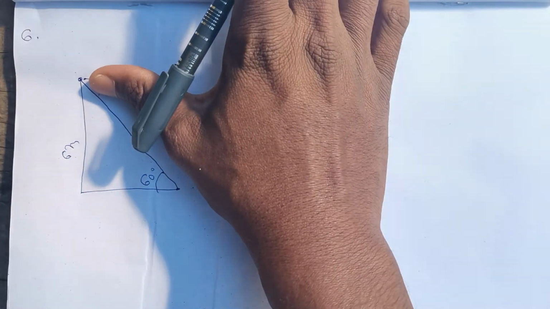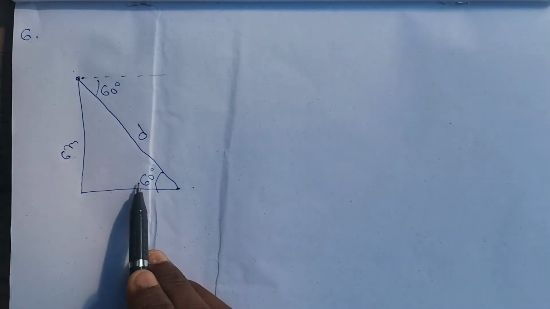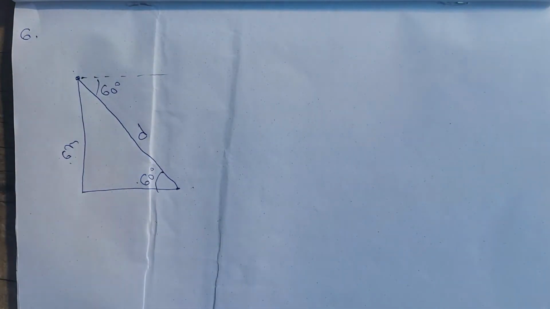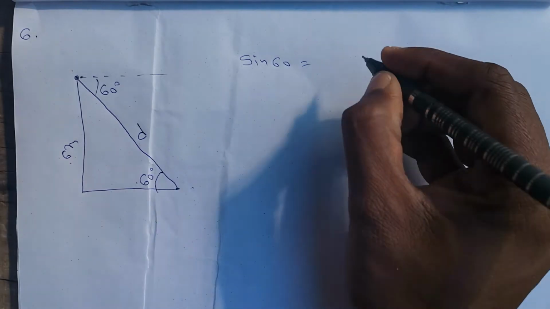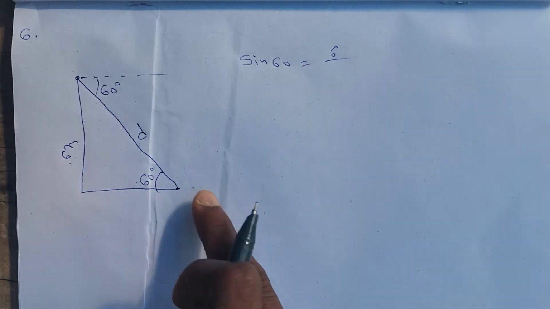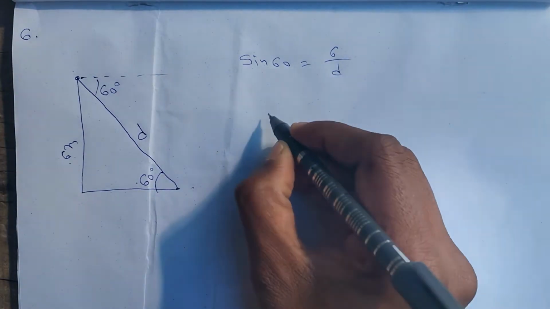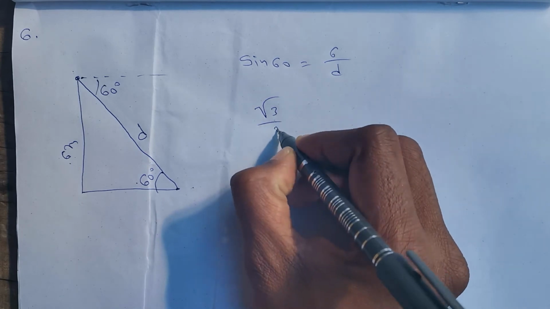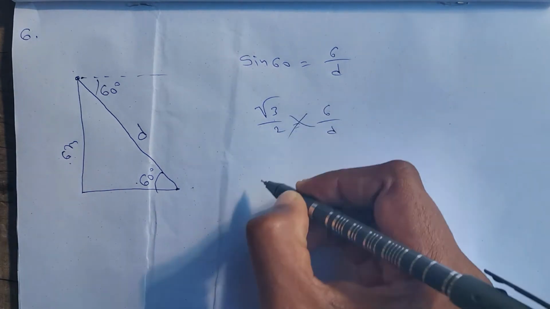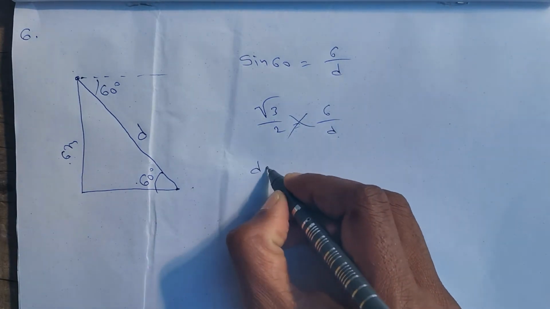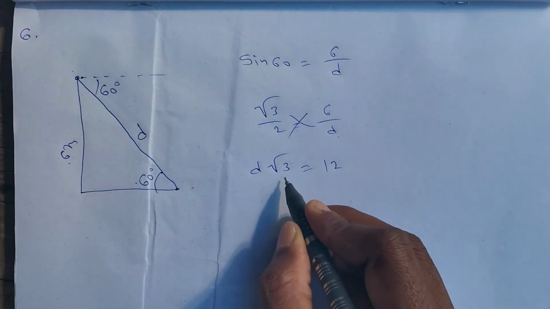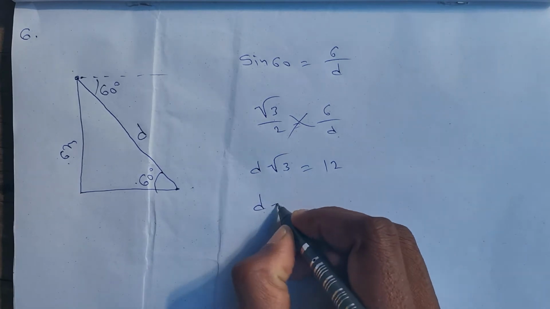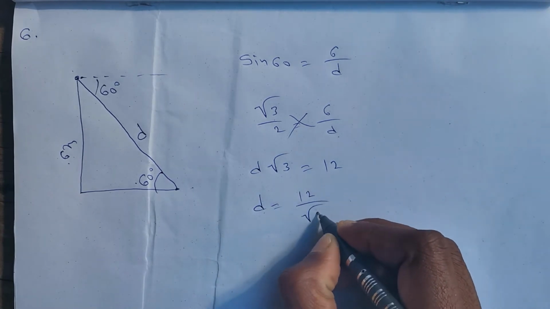Now forget about this. We don't have any work with this now. Angle, opposite, hypotenuse. Which trigonometric ratio? Obviously sine. So sine 60 is equal to opposite 6 meters divided by hypotenuse D. Sine 60, root 3 by 2, is equal to 6 by D. Cross multiplication, D into root 3. D root 3 is equal to 6 2s are 12. I want the D value, so take root 3 to the right side. D is equal to 12 divided by root 3.